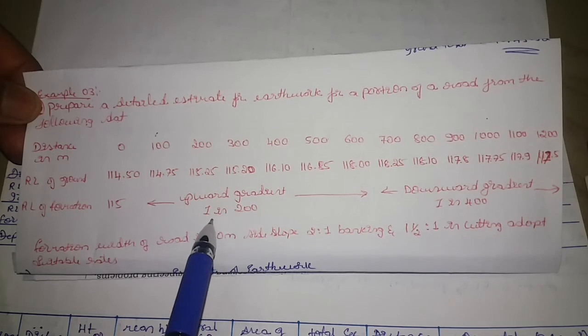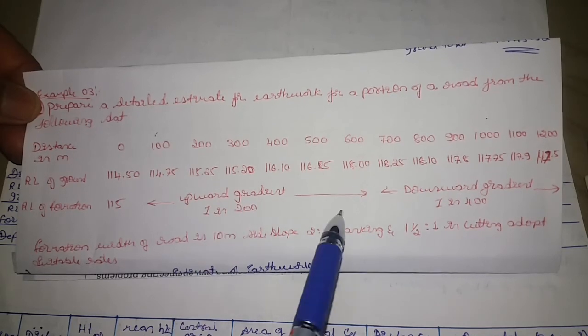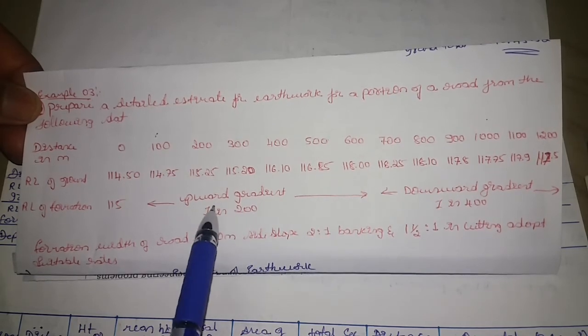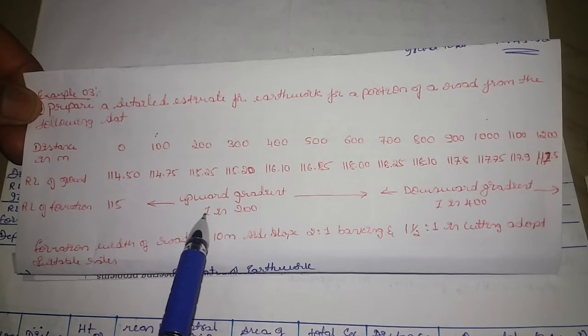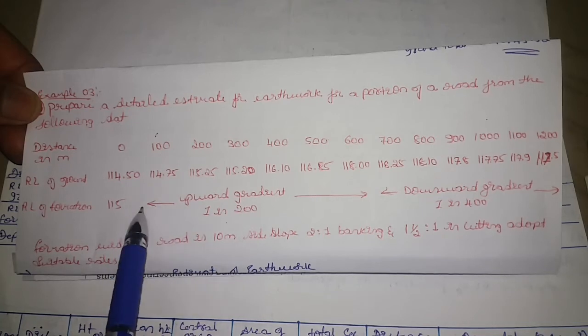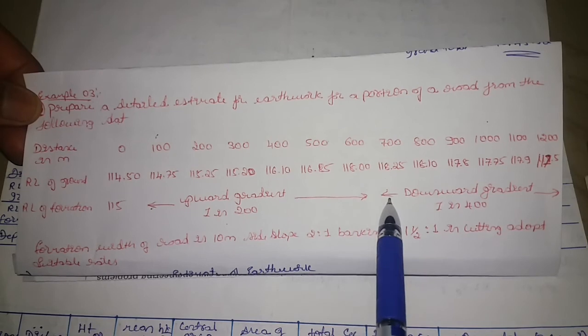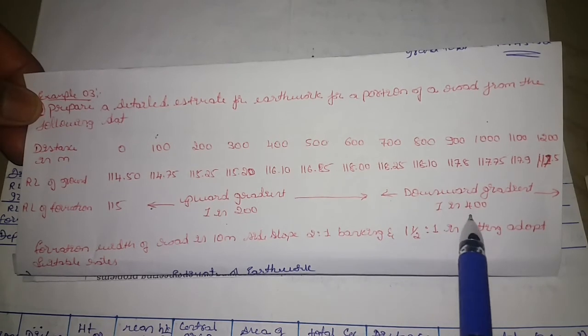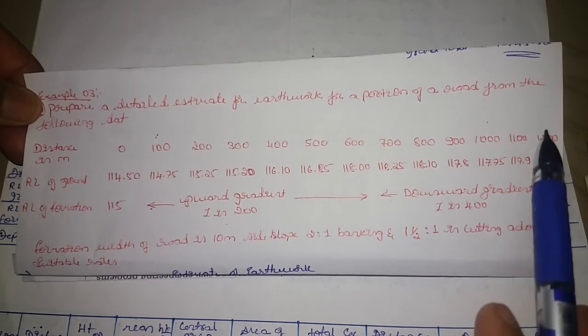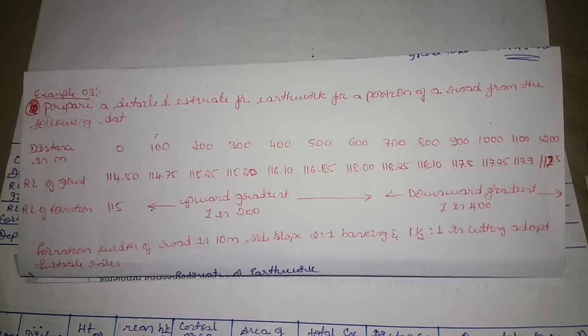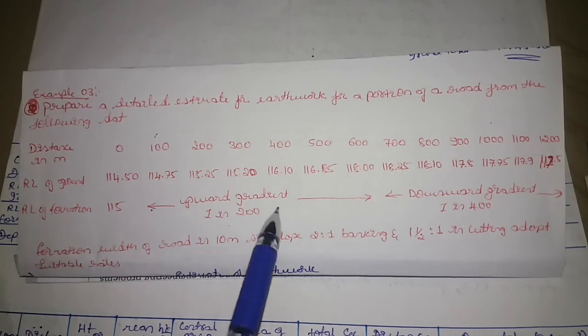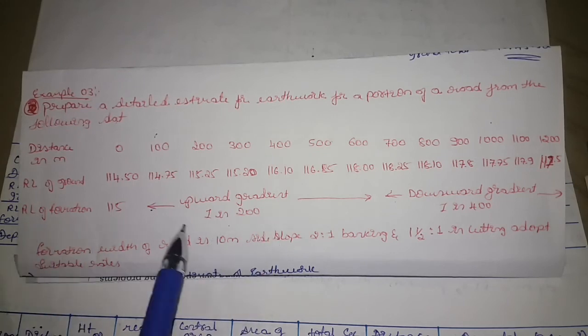In the last video we saw only downward gradient for the two sides. Now we are seeing both downward and upward. Here the upward gradient is 1 in 200. It starts from 100 and goes up to 600. After 600, from 700, it is a downward gradient of 1 in 400, up to 1200. So we need to calculate the RL of the formation using these gradients, following the same approach as in the last video.